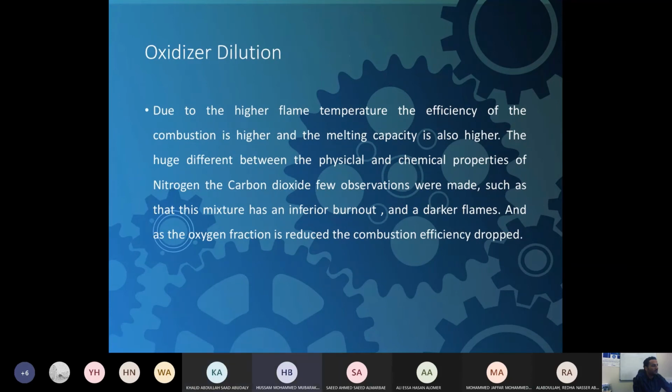With oxidizer dilution, due to the higher flame temperature, the efficiency of the combustion is higher, and the melting capacity is higher also. Given the huge difference between the physical and chemical properties of nitrogen and carbon dioxide, observations were made, such as that this mixture has inferior burnout and a darker flame, and as the oxygen fraction is reduced, the combustion efficiency drops.